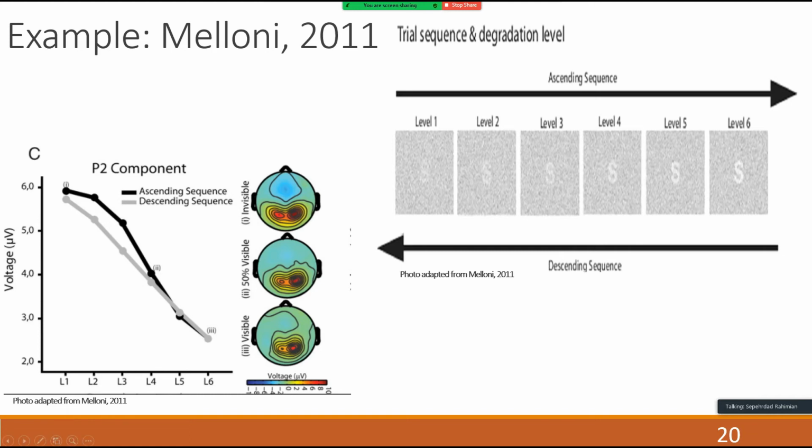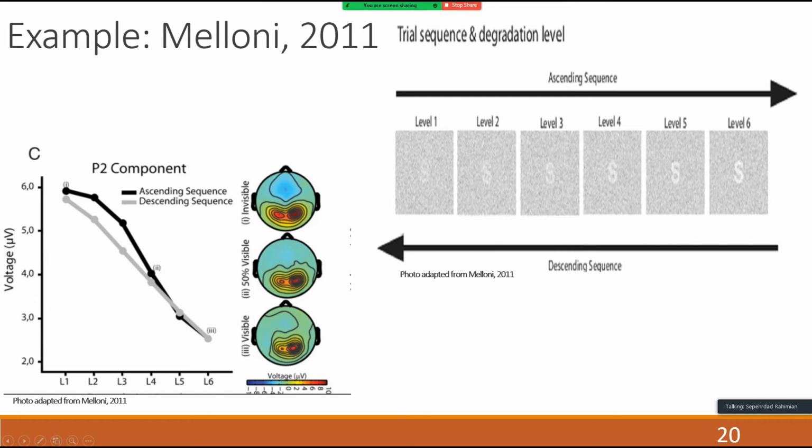What they did is that they had an ascending sequence and a descending sequence of stimuli. As you can see in the ascending, there is a very distorted image, and it becomes better and better, more clear, more visible when it reaches level 6. This is level 1, this is level 6. And in the descending, well, it's the opposite. You see level 6, and then it becomes degraded, going back to level 1. While you're looking at that, they're recording your ERPs, and they're looking at the P2 component.